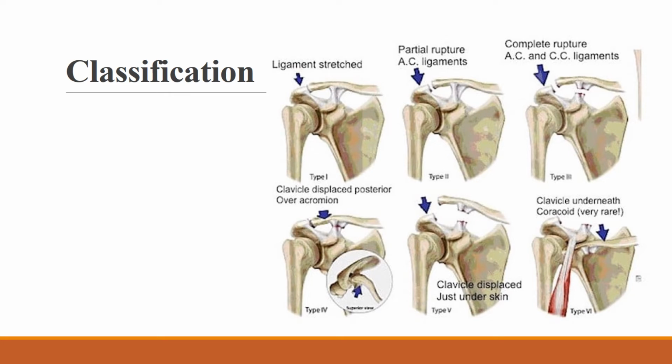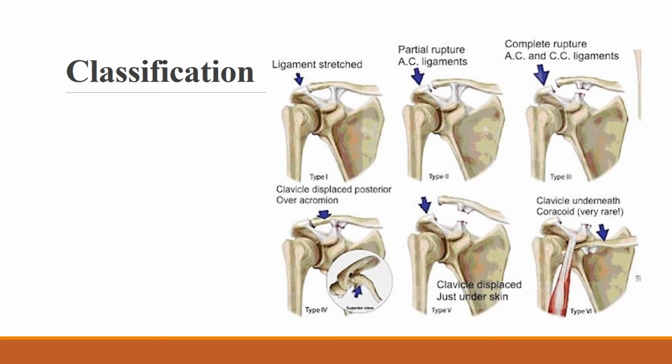There are 6 types. The first is a ligament stretch, that is the AC ligament is stretched. There is no tear in the ligament, so it can be treated conservatively. The second is a rupture of the AC ligament, but the coracoclavicular ligament is intact, and it also can be treated conservatively. Type 3 is a complete rupture of the AC and CC ligaments, and there is superior migration of the lateral end of the clavicle.